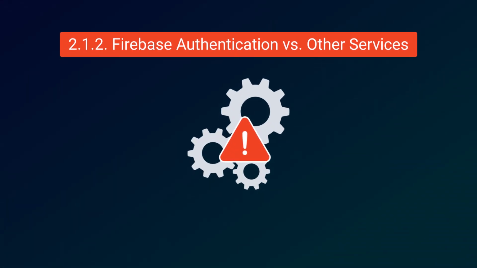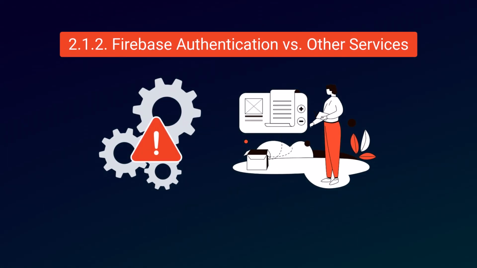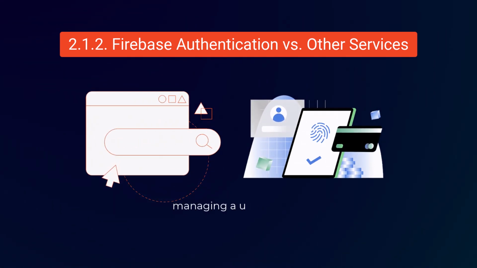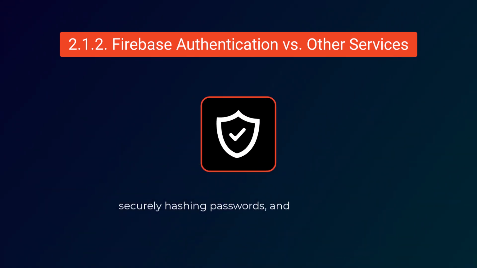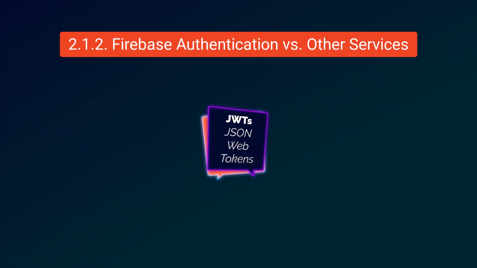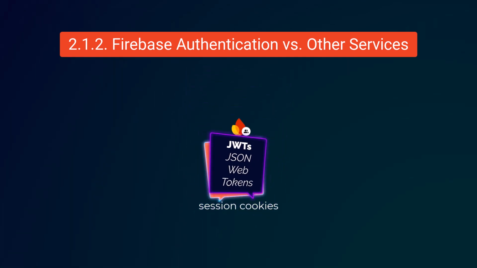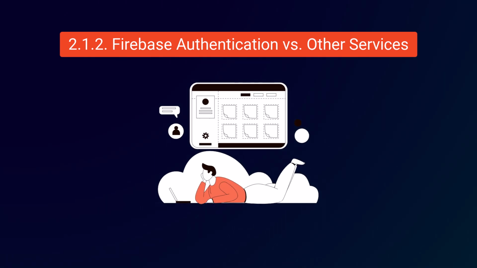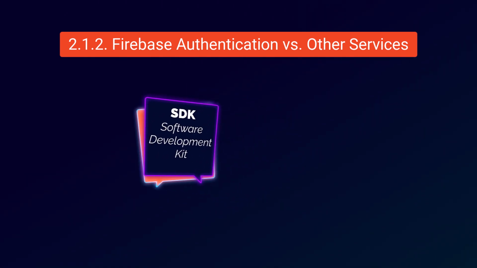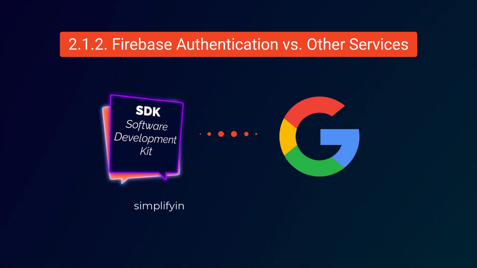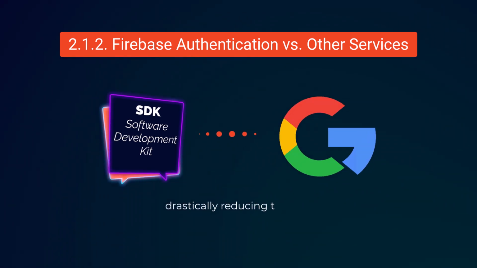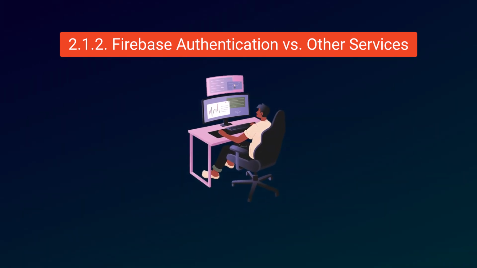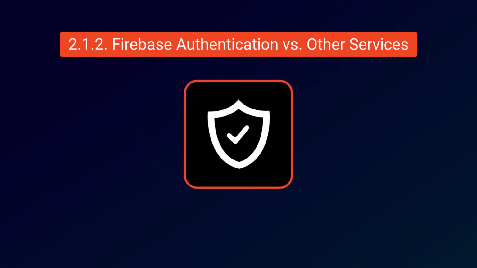Traditional authentication involves building a custom server-side system to handle user registration, login, and session management. This often requires managing a user database, securely hashing passwords, and implementing JWTs or JSON Web Tokens or session cookies. With Firebase Authentication, all of these back-end components are managed for you. The service provides a client-side SDK that directly communicates with Google's servers, simplifying the development process and drastically reducing the risk of common security vulnerabilities. This shifts the focus from building the authentication mechanism to integrating a secure existing one.